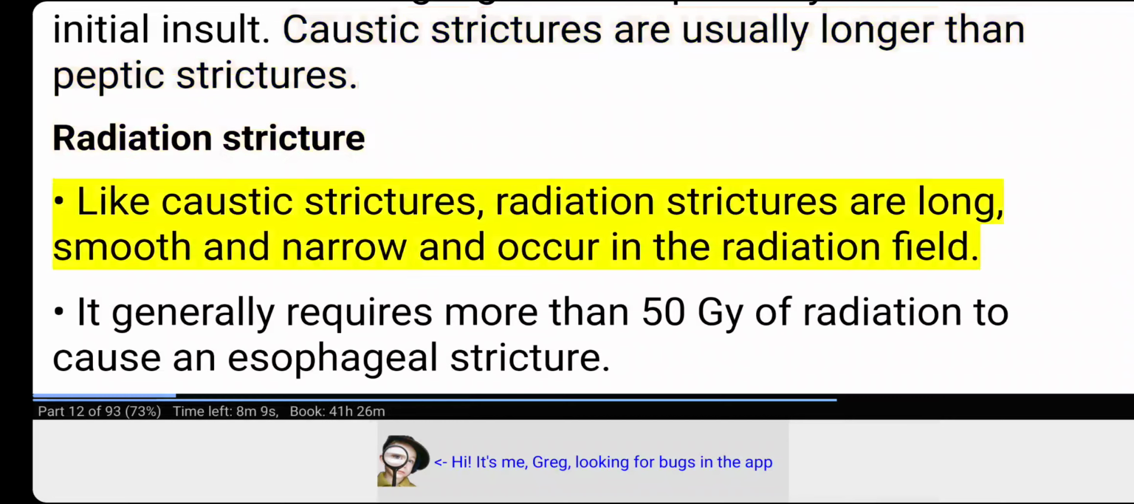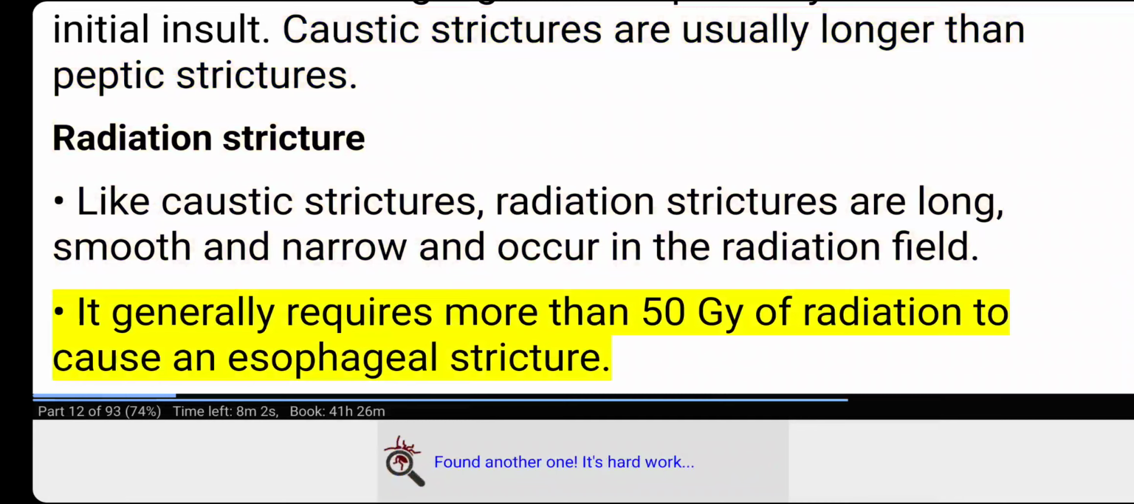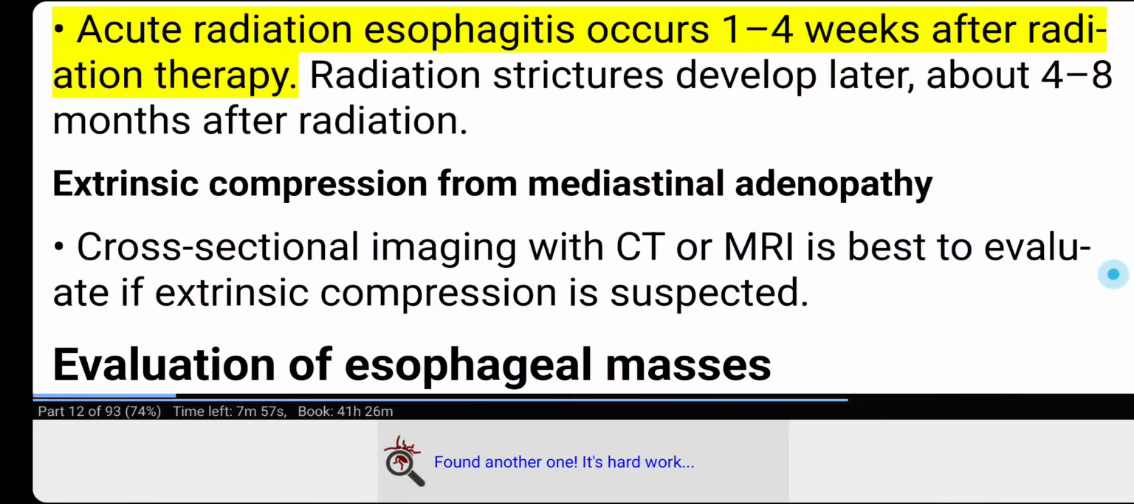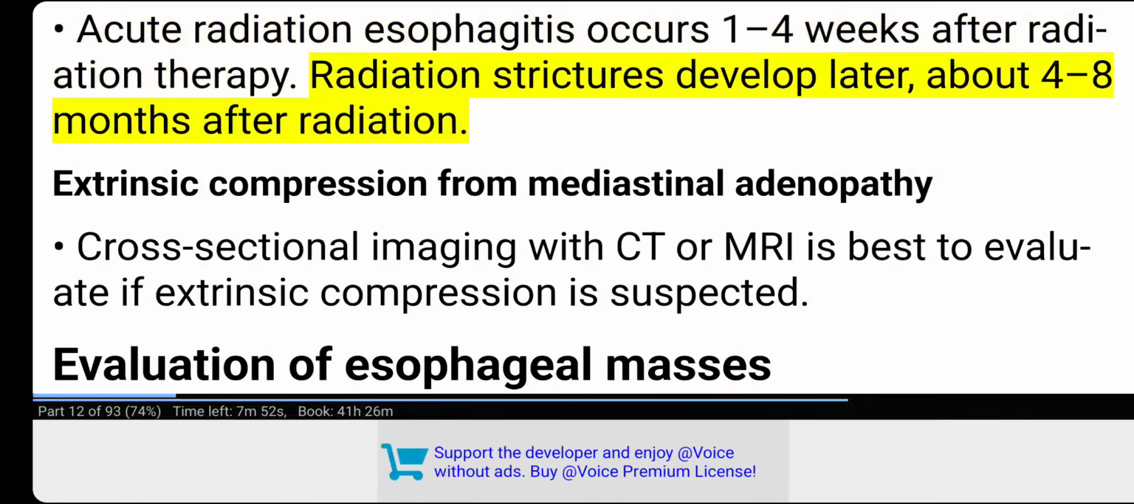Radiation stricture. Like caustic strictures, radiation strictures are long, smooth and narrow and occur in the radiation field. It generally requires more than 50 grays of radiation to cause an esophageal stricture. Acute radiation esophagitis occurs 1 to 4 weeks after radiation therapy. Radiation strictures develop later, about 4 to 8 months after radiation.